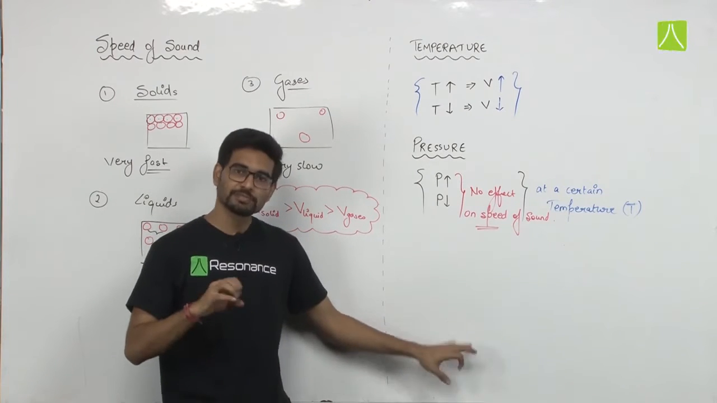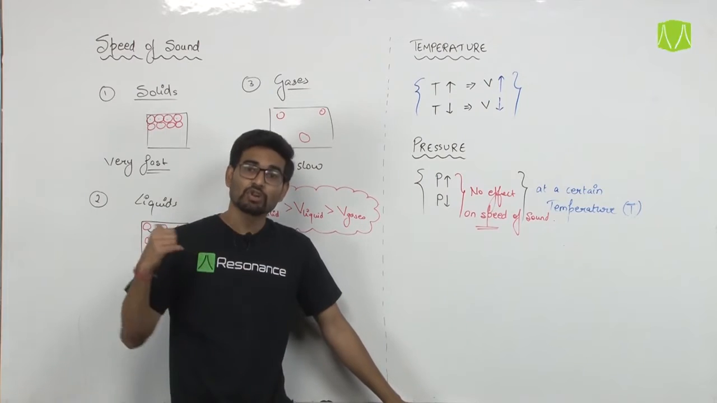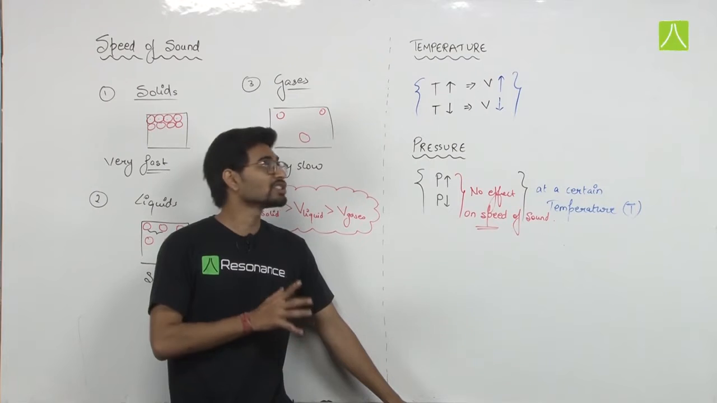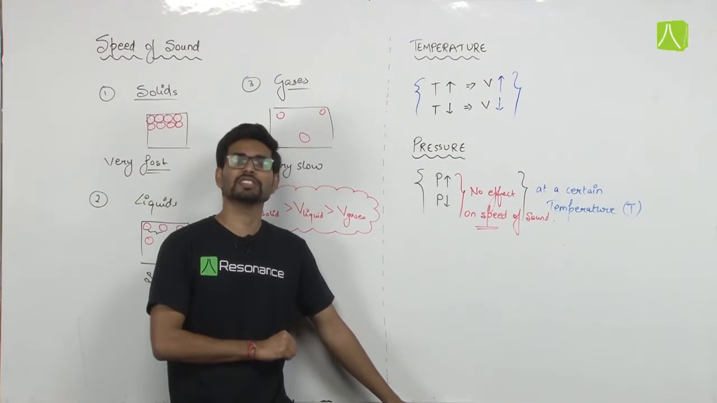So that was about the speed of sound. It is fastest in solids, then in liquids, then in gases. And as you increase the temperature, the speed of sound increases. If you decrease the temperature, the speed of sound decreases.